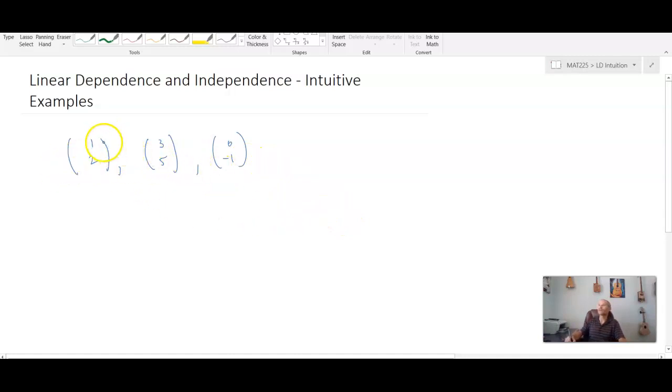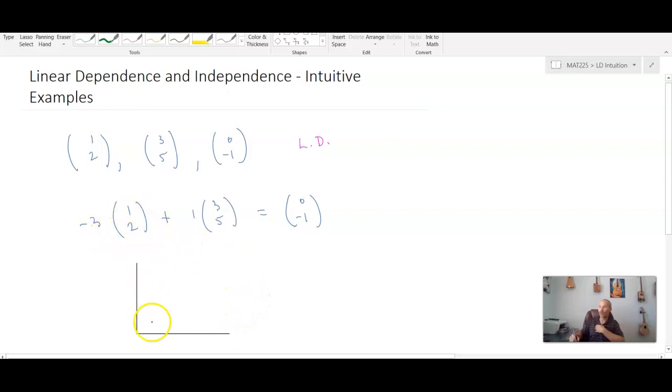So the way I've set this up is that we can almost eyeball and see that to get the third vector, if I take negative 3 times the first vector, and I add to that 1 times 3, 5, that's going to give me, let's see, negative 3 plus 3 is 0, and negative 6 plus 5 is negative 1. So these are going to be linearly dependent because I can write the 0, negative 1 vector as a linear combination of the other two. And all that really means is that I can scale the 1, 2 vector, scale the 3, 5 vector, and arrive at the position 0, negative 1.